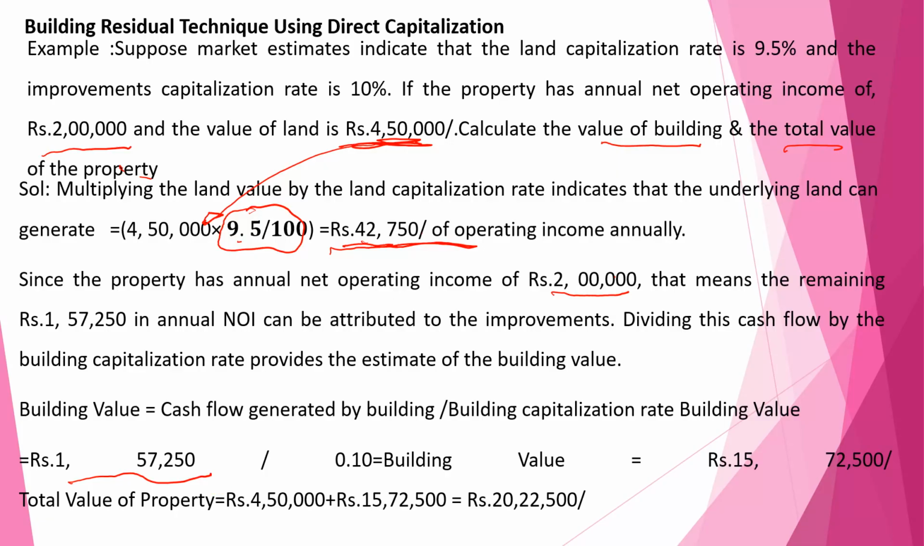So the building value is divided by the capitalization rate of the building, which is 10%, or 0.10. So the building value is 15 lakh 72,500. So the total value is the 4 lakh 50,000 land value plus the 15 lakh 72,500 building value. So the total value is 20 lakh 22,500.